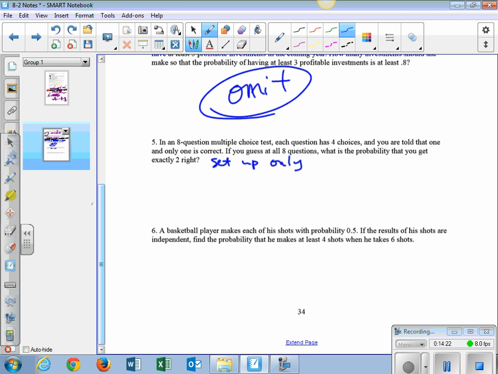Okay, so hopefully you've had enough time to get that figured out. If you want to get exactly 2 correct, that would be a combination of 8, choose 2. 1/4 would be the probability of getting it correct. That would be to the second power. The probability of missing it would be 3/4, and that would be to the sixth power. So there we go. Did you get it right?